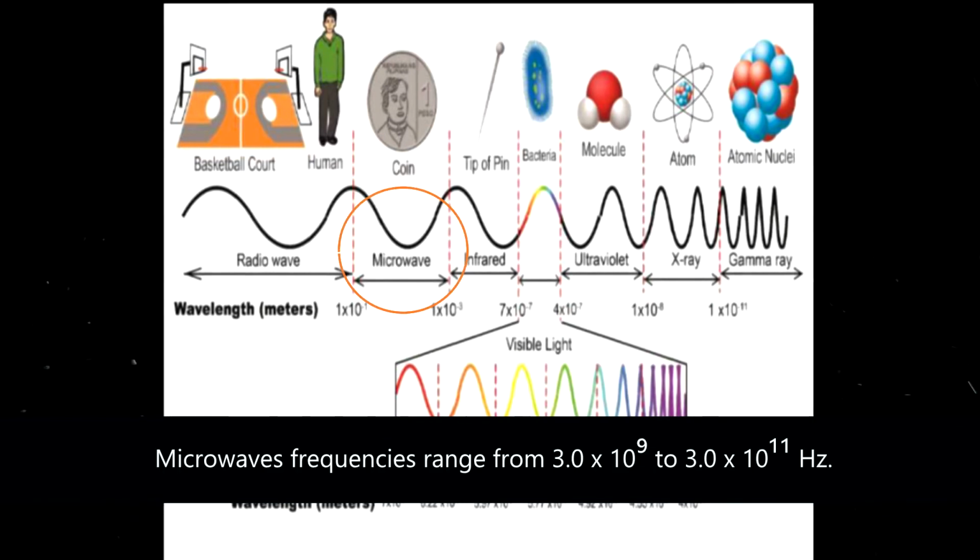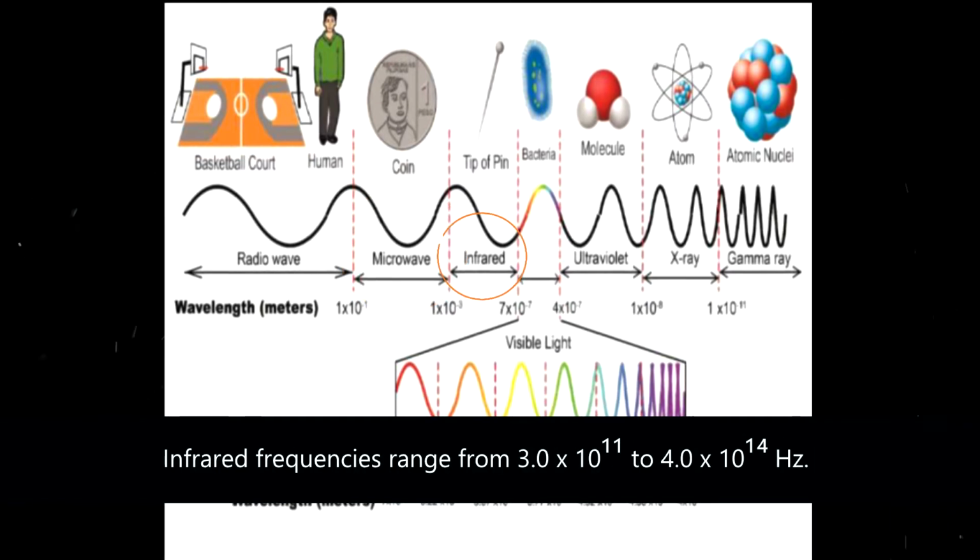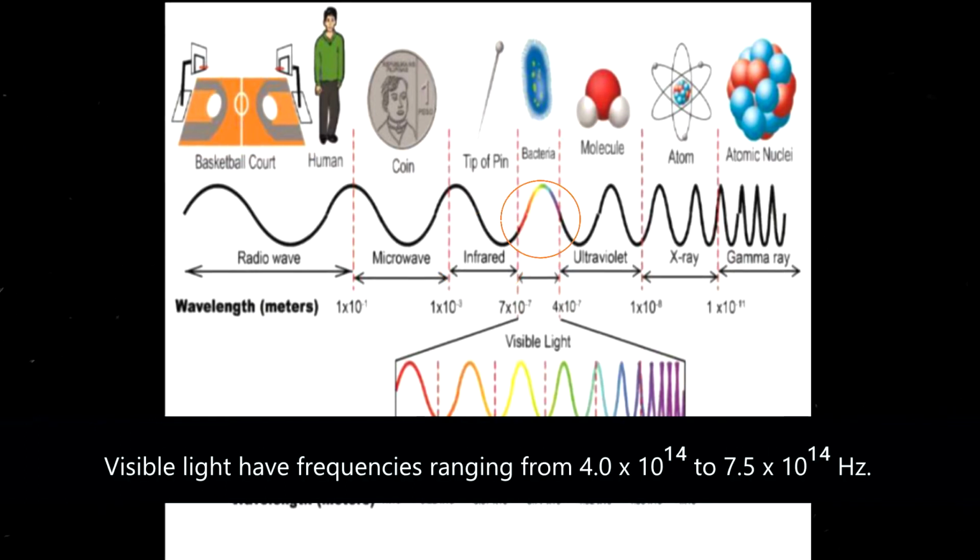Microwave's frequency ranges from 3 times 10 to the 9 to 3 times 10 to the 11 Hz. Infrared is 3 times 10 to the 11 to 4 times 10 to the 14 Hz. Visible light, 4 times 10 to the 14 to 7.5 times 10 to the 14 Hz.